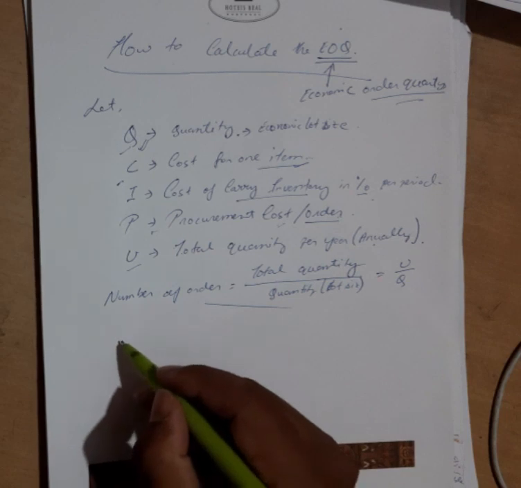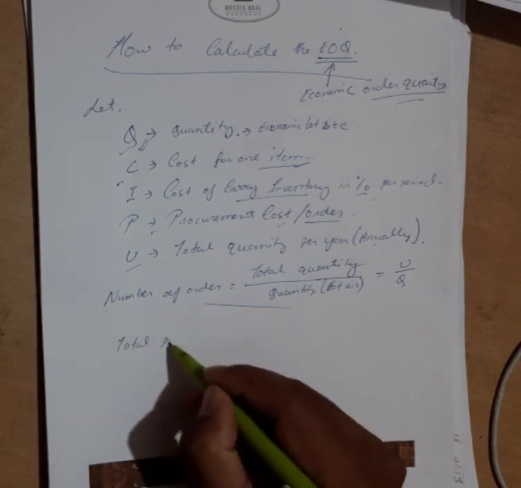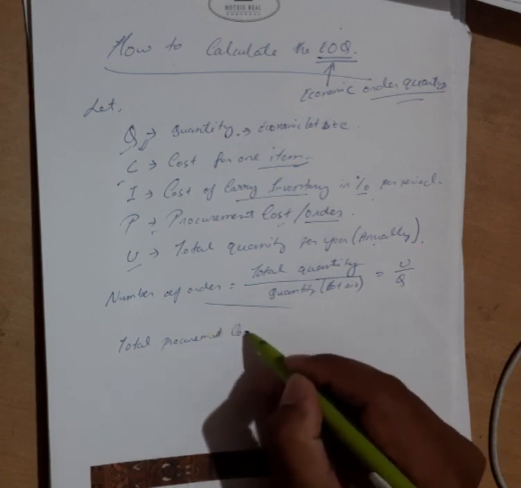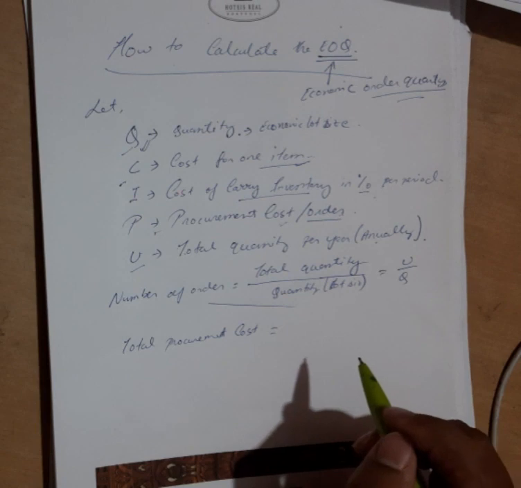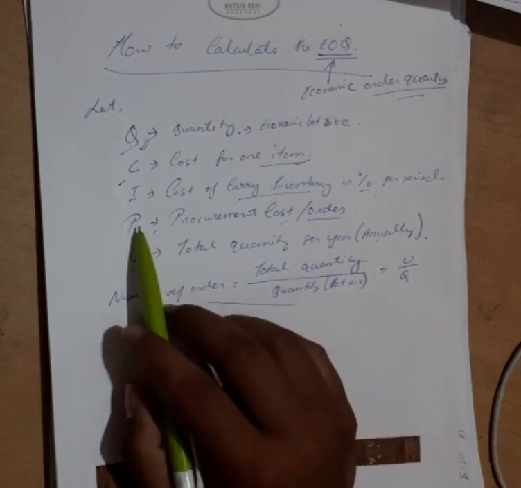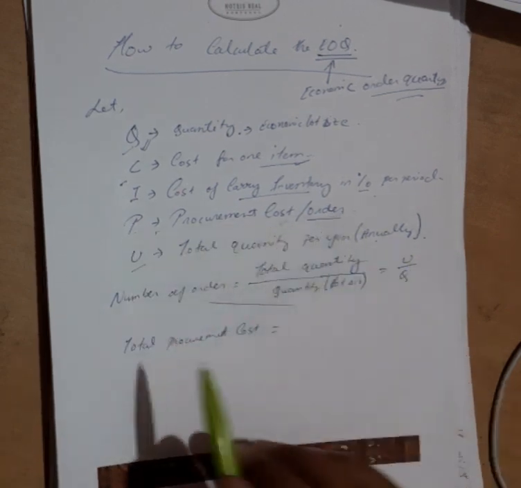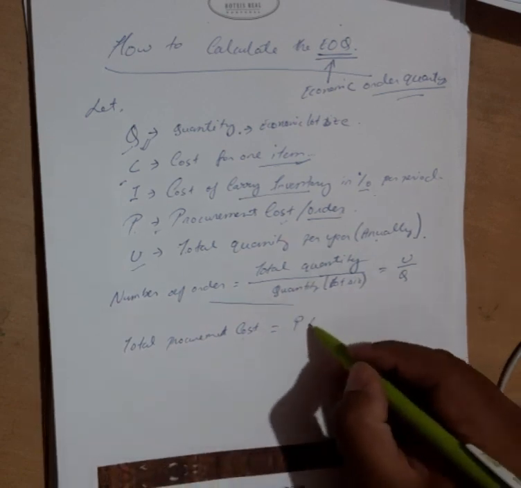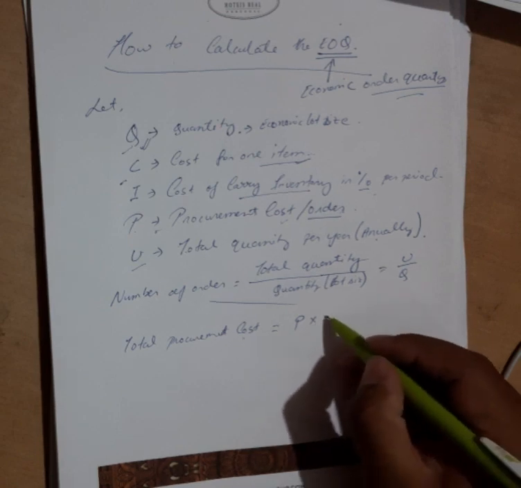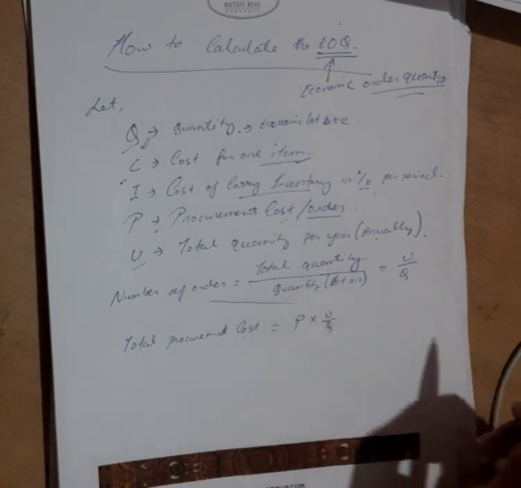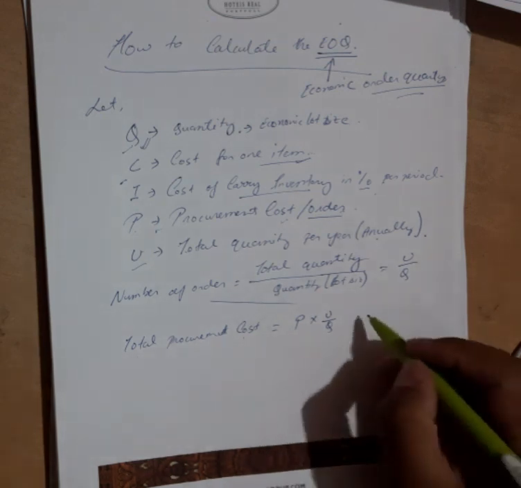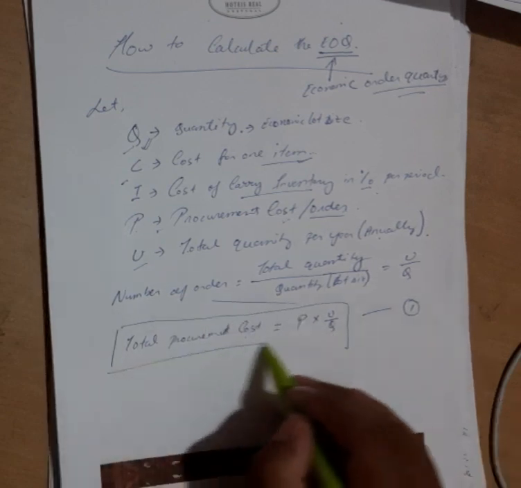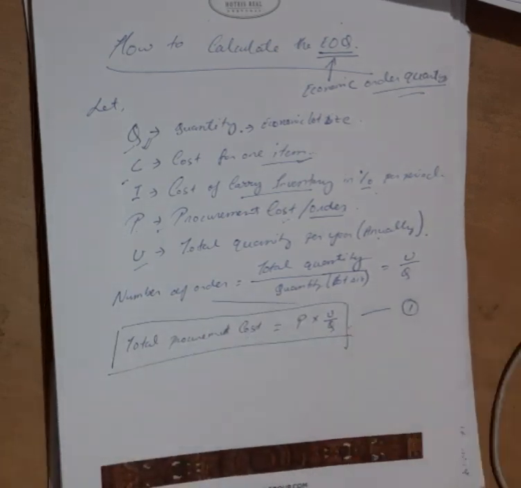Now next we will find the total procurement cost. What we have assumed here is a procurement cost per order. Now when we need to find the total procurement cost, that means we have to multiply the procurement cost with the number of orders, then we will get the total procurement cost, isn't it? Let us call it 1. So we have got the total procurement cost.